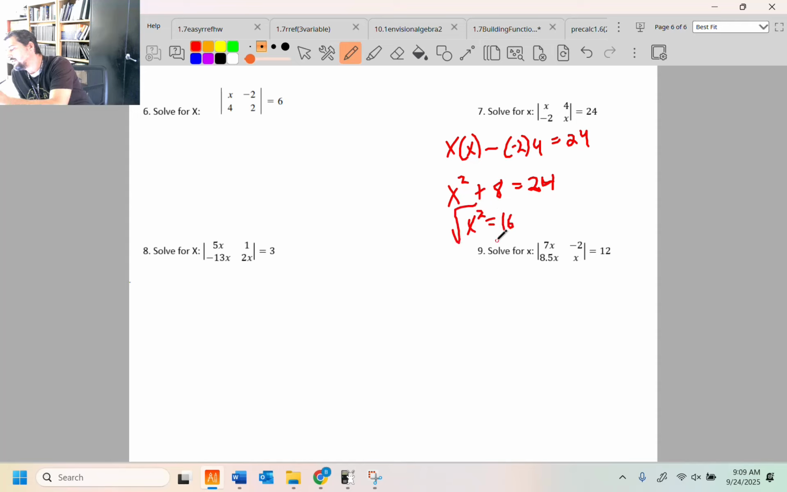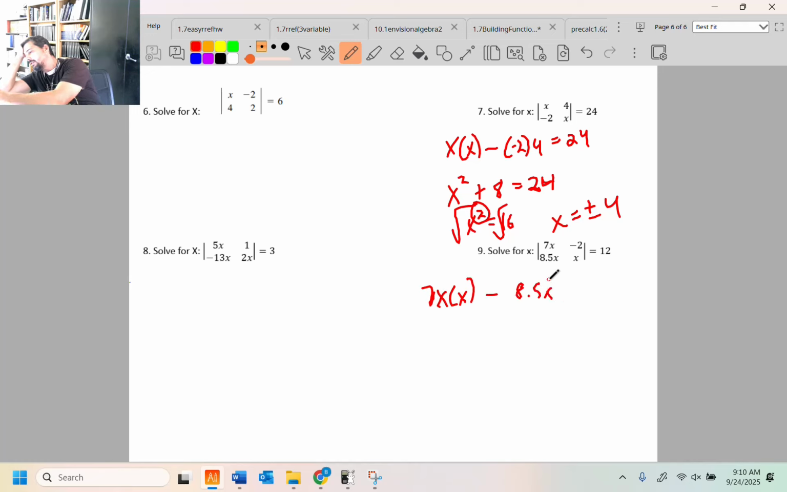And we counteract a square by square rooting. And don't forget there are 2 answers, so plus or minus the 4. Beautiful. Plus or minus the 4. All right, moving on to number 9. I said I do 2 of them, so I'm going to. We're going to do a 7x times an x, take away the product of 8.5x times a negative 2, and we know the result is 12.